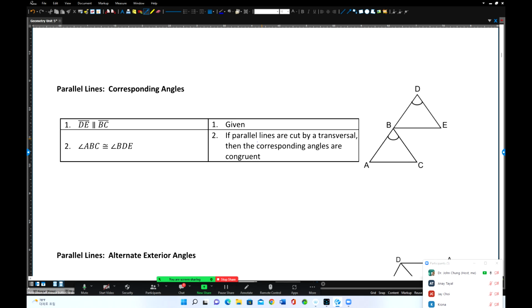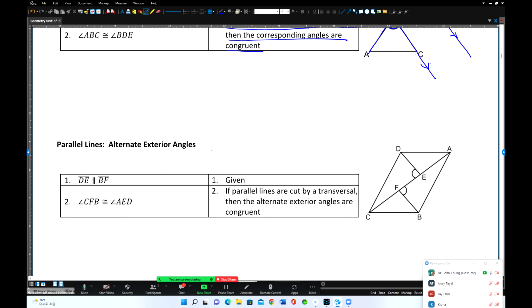Corresponding angles is okay too, but not many use it. Corresponding angles are the matching corners. This is the same parallel lines, this is the transversal. These two angles are what? Matching corner angles, which are corresponding angles. It's the same thing, same region. We have to write down same region over here. Then corresponding angles are congruent. Alternate angles are congruent, and corresponding angles are congruent too.